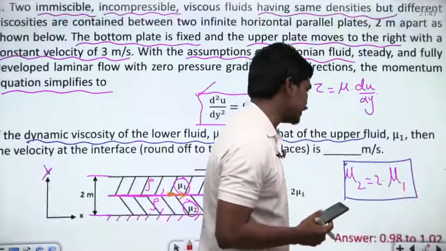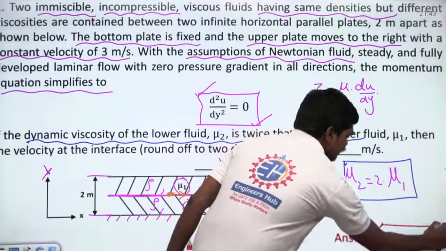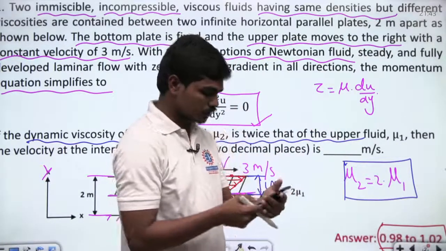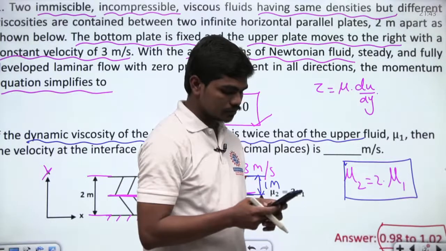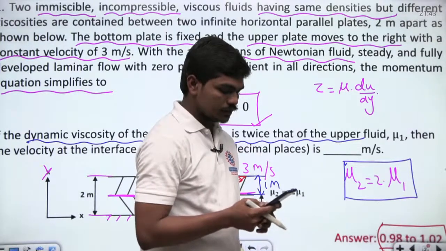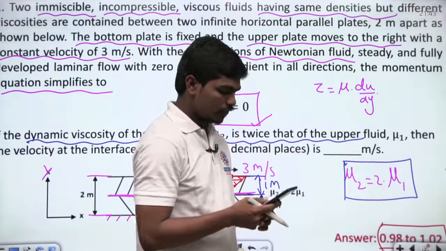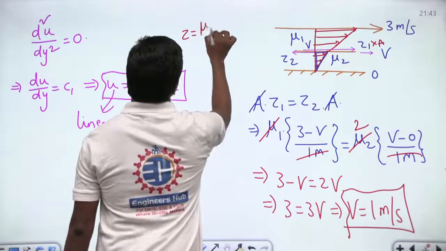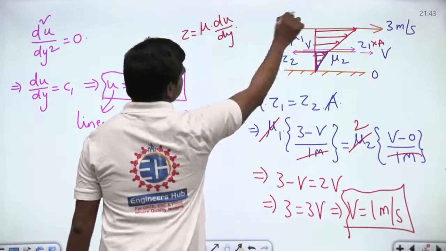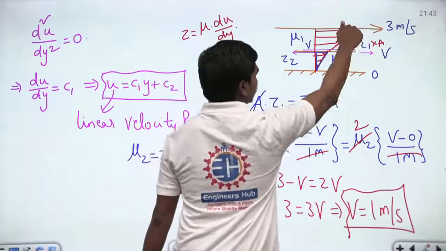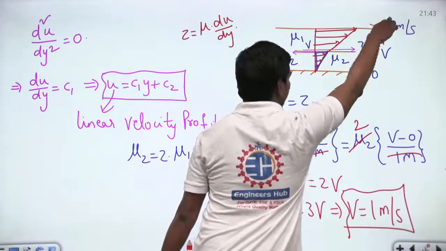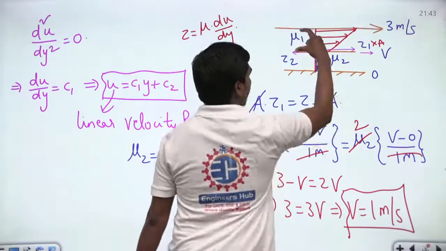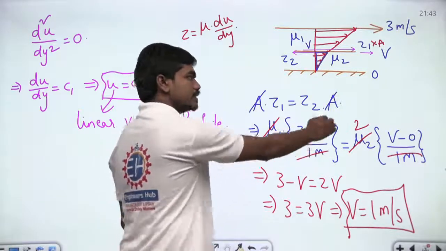So the answer of this question is 1 meter per second, and you can clearly see the range given is 0.98 to 1.02, which means 1 is within this range. Fine. Okay, look here. Second step, how did we write? Tau is nothing but mu into velocity gradient du by dy. You know this. This is the linear velocity profile. The upper fluid is moving at v and this one at 3, so 3 minus v is the difference in velocity, and this difference occurs within a gap of 1 meter. That's how I have written 3 minus v by 1 meter. Similar is the case here.